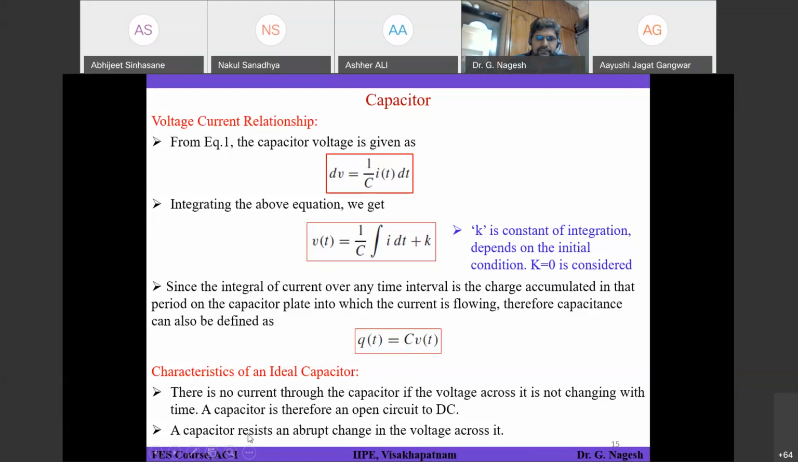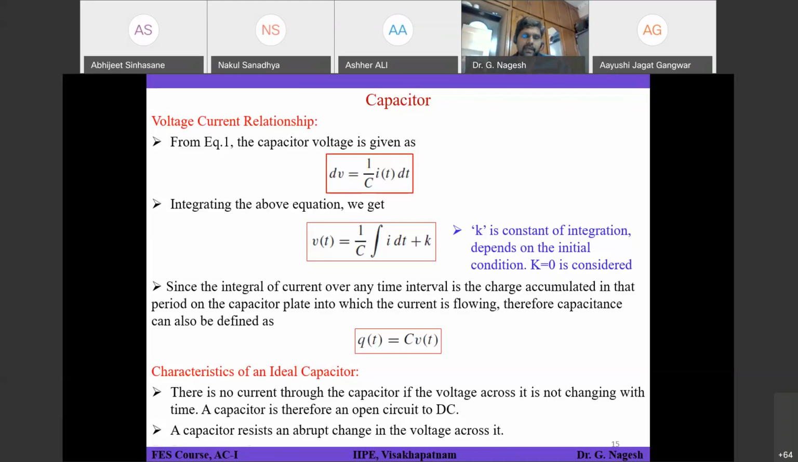One more property of the capacitor is that it resists an abrupt change in the voltage across it. You have seen I equals C into dV by dt. Abrupt change means in a very short span of time, I am trying to change the voltage across the capacitor by a large value. That is usually not possible. The capacitor will not agree to it; it will try to oppose that change.